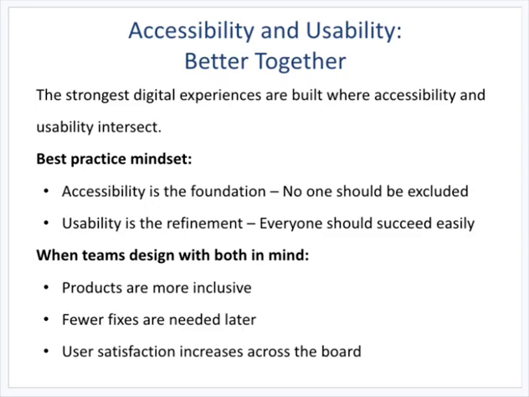Accessibility and usability are better together. They are better together if we take care of both of them in every phase of the software development lifecycle. The strongest digital experiences are built where accessibility and usability intersect. Best practice mindset: accessibility is the foundation, no one should be excluded. And usability is a refinement where everyone should succeed easily. When design teams keep both in mind, products become more inclusive, fewer fixes are needed later, and user satisfaction increases across the board.